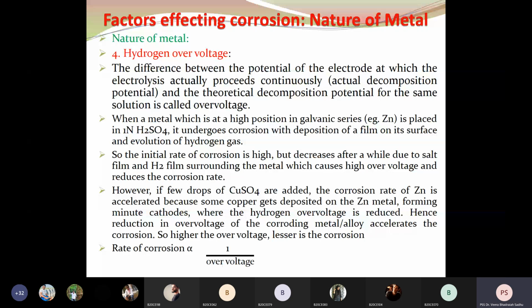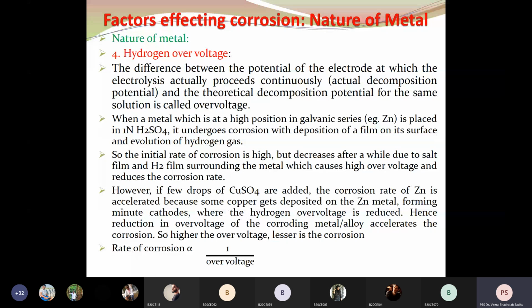So the environment surrounding the metal changes because of the salt film and hydrogen film, which causes high overvoltage and reduces the corrosion rate. So what is the relation between rate of corrosion and overvoltage? It is inversely proportional. So as overvoltage increases, the rate of corrosion decreases.